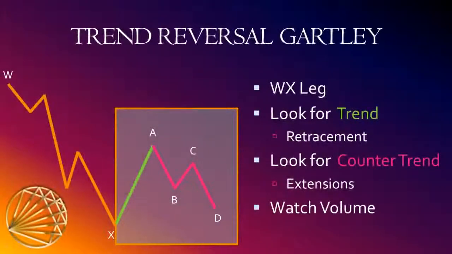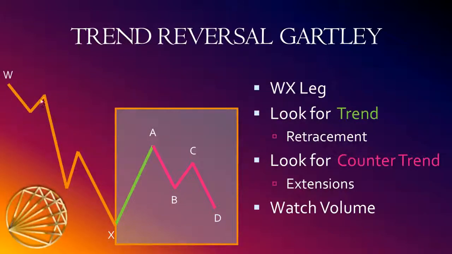So let's look at this again. A TRG, which stands for trend reversal Gartley, first includes a WX leg. So here's W, here's X. We have a significant downtrend here. We're looking at a bullish Gartley pattern inside this box, but prior to the X point, we have a significant down move that of course is going to be higher than this A point.